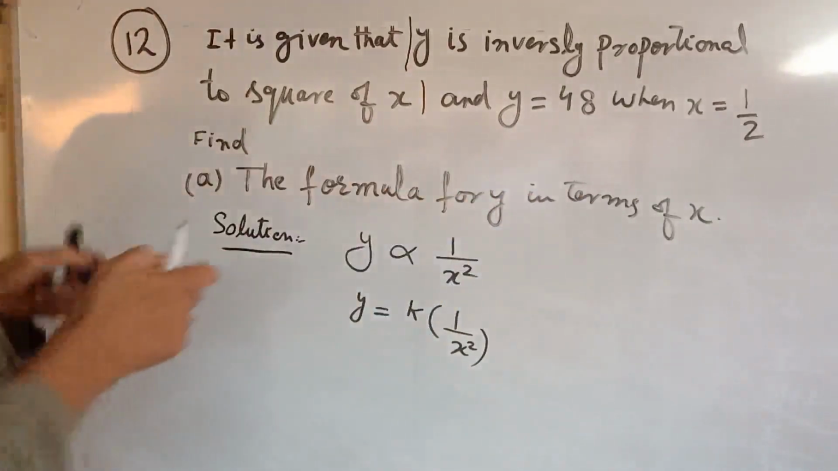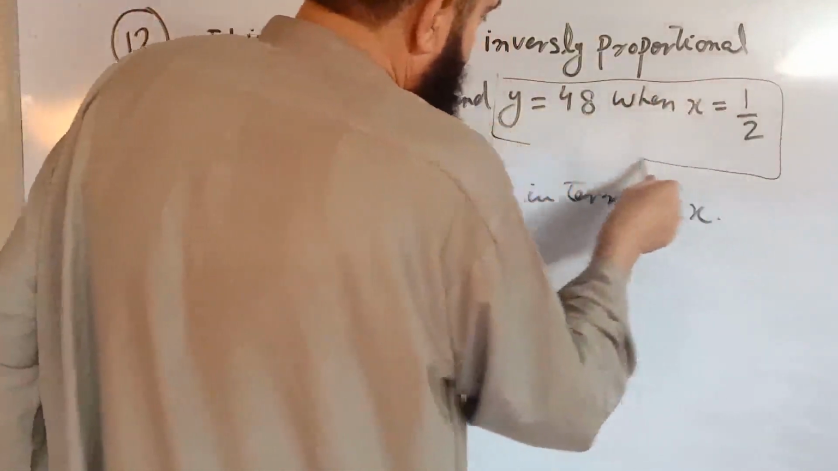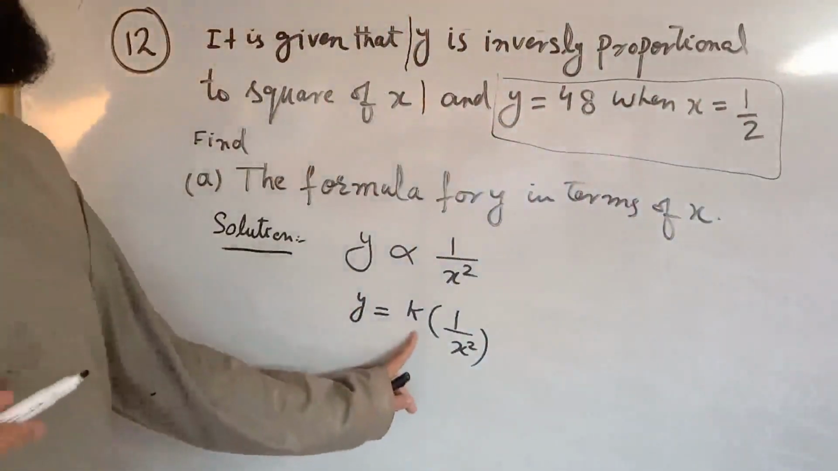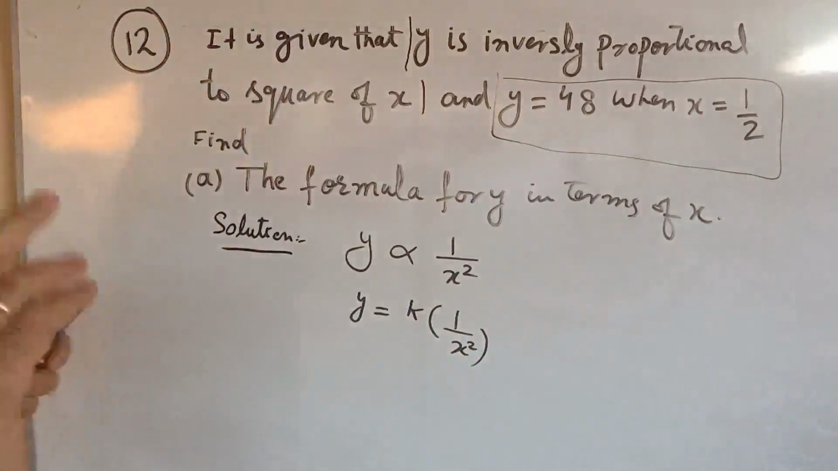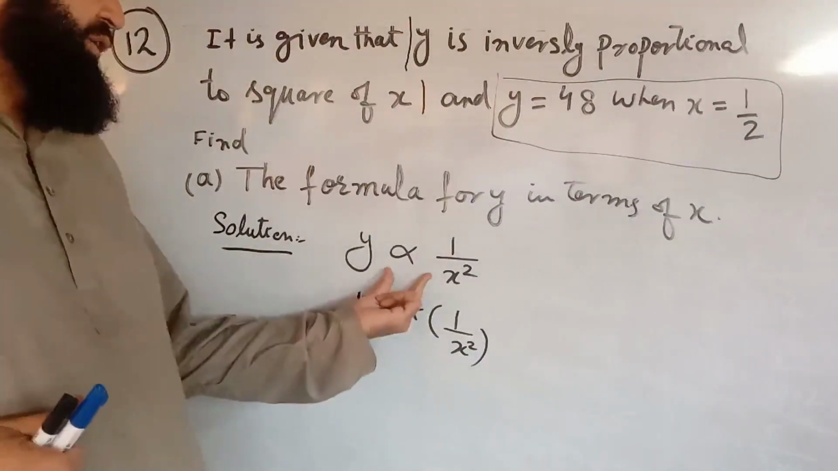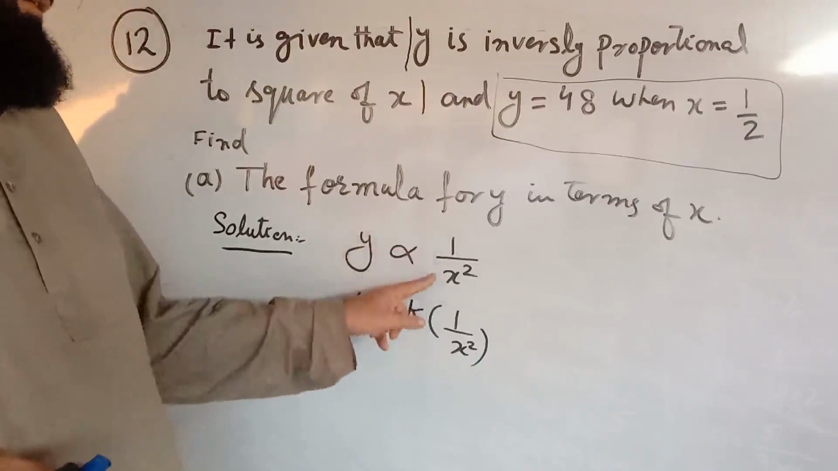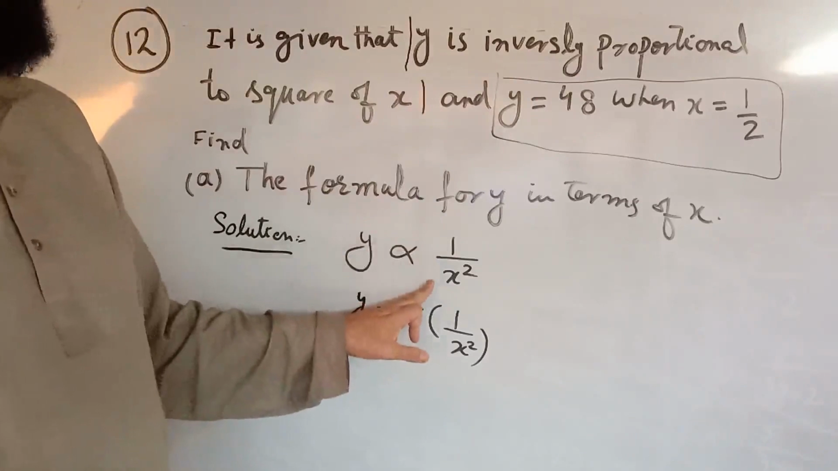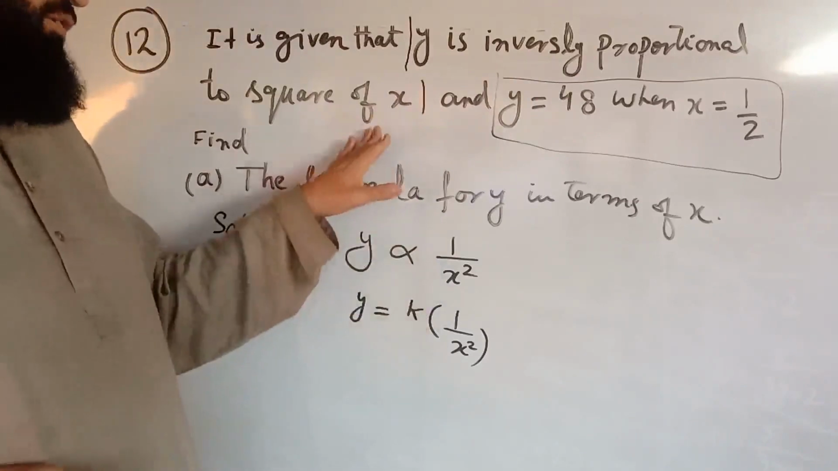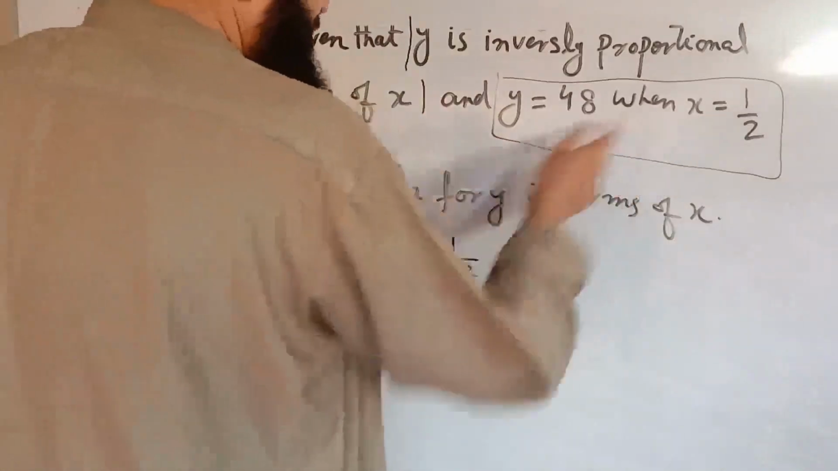Now this condition, that when both x and y are given, it is used to find the value of k. Whenever you are doing a question of variation, whether it is inverse proportion or direct proportion, first we will put the relation here: y is proportional to whatever. If it is inverse, it means 1 over. If it is directly proportional to, we will put x square. We will not put 1 over x square. If it is inversely proportional, we will put 1 over. Now using these two, y is 48, x is 1 over 2, put here.